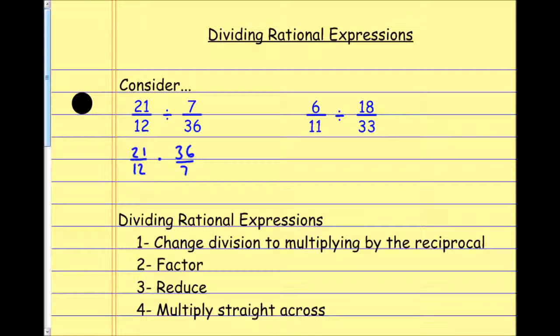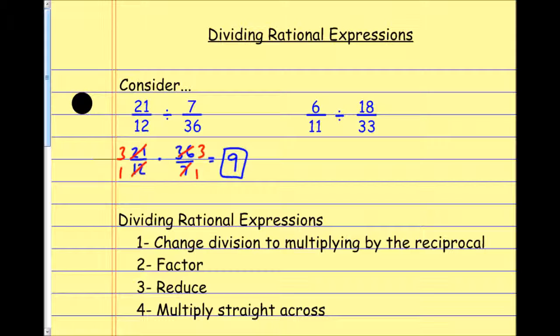And now it's a multiplication problem. I do the same kind of reducing that I always do. I cross-reduce the 21 and the 7 reduced to a 3 and a 1. I cross-reduce here. I can reduce this to a 1 and a 3. And now I multiply straight across. That gives me a 9/1, which is just 9.